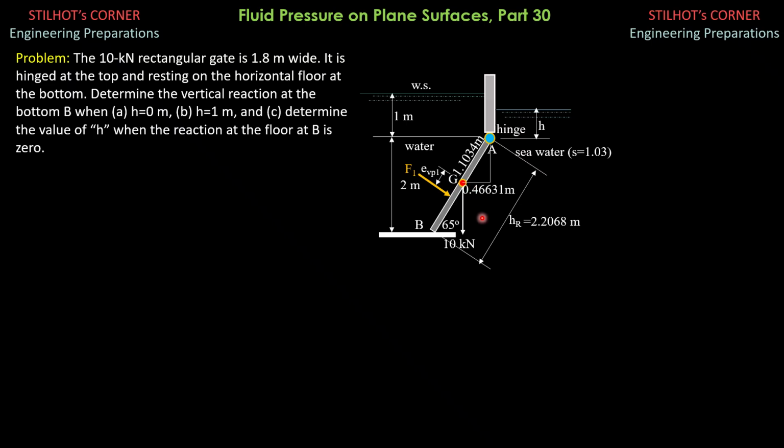Then at the left face of the gate, we have F1 acting at EVP1 from the centroid of the gate, and at the bottom face, we have F2 acting at EVP2. Then we have reaction at B. The vertical distance is this distance here. This is 2 divided by tangent 65, reactions at A and at the hinge A. So again, this distance is 2 divided by tangent 65 degrees. So therefore, if we sum up moments about A, we can set up the formula for RB.